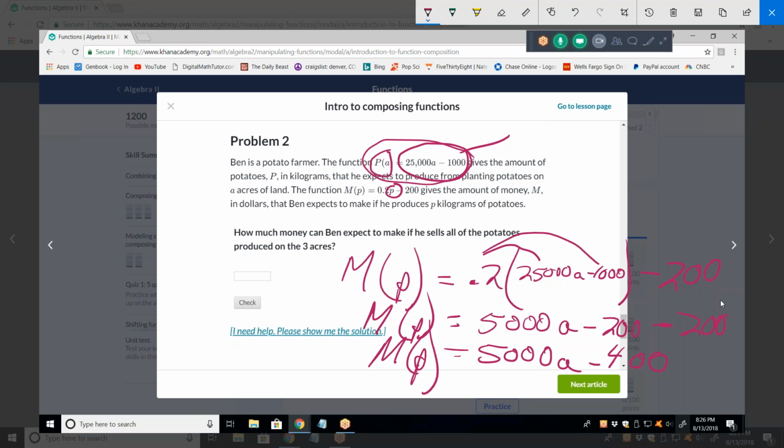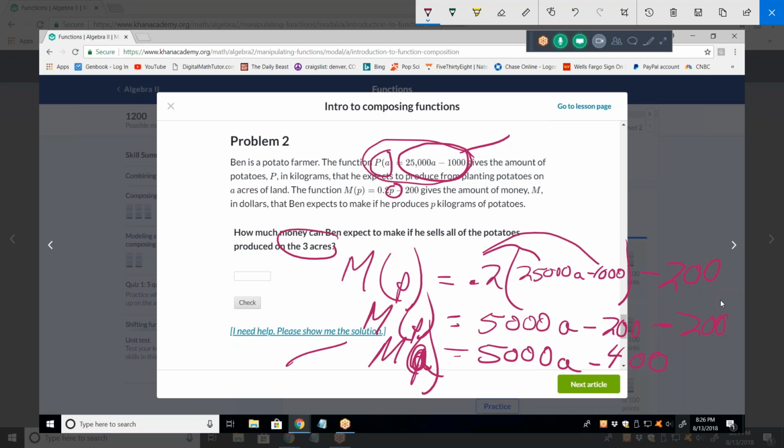In other words, the amount of money we're going to make. Notice that it's no longer M of P. I should have written M of A, because it's not a function of P anymore. This is a function of A, the amount of acres we plant.